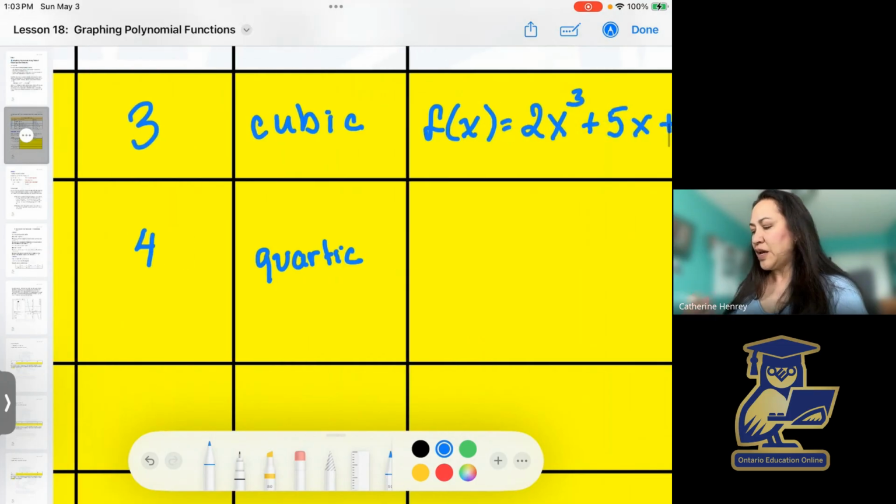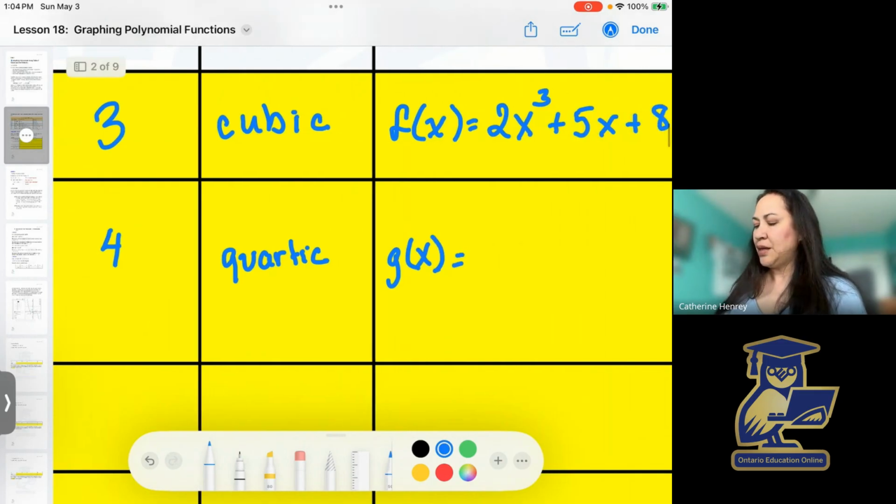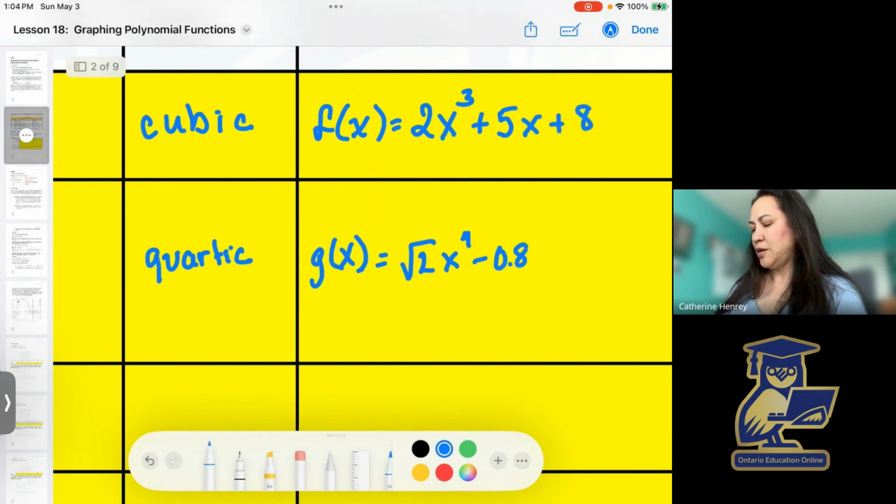And here, g of x seems a little bit out of order. It's not written in standard form unless it's in descending order of degree. So here we'll have the square root of 2 times x to the power of 4 minus 0.8 times x to the power of 3 minus 12.